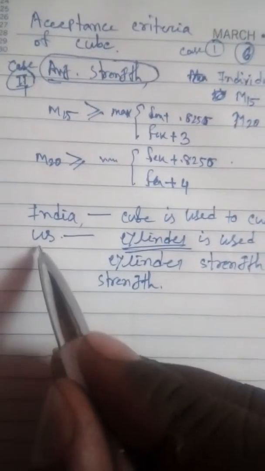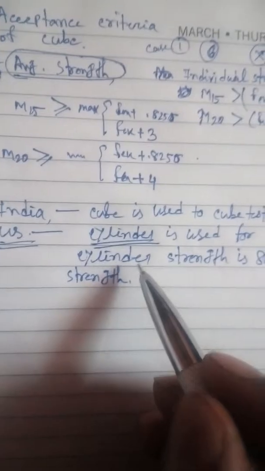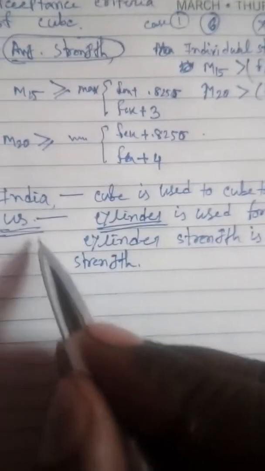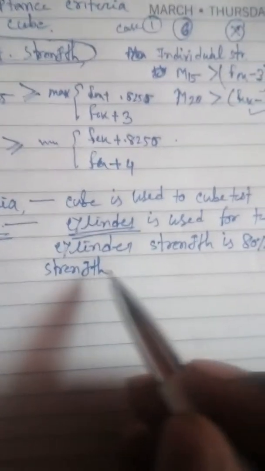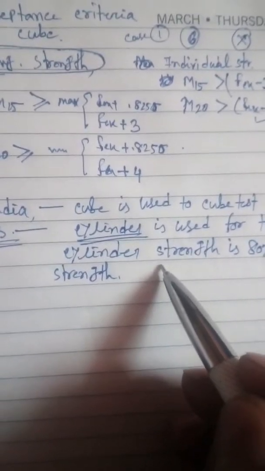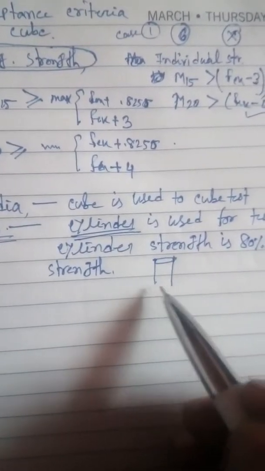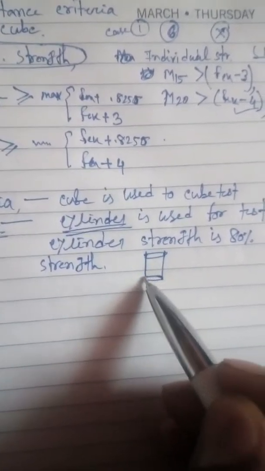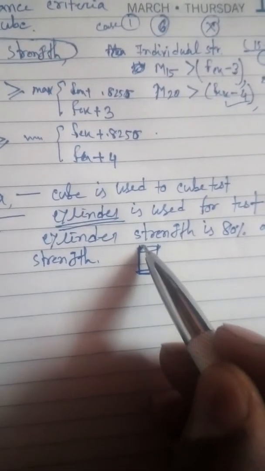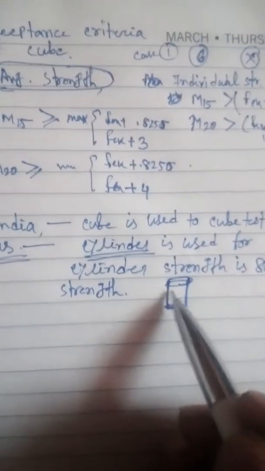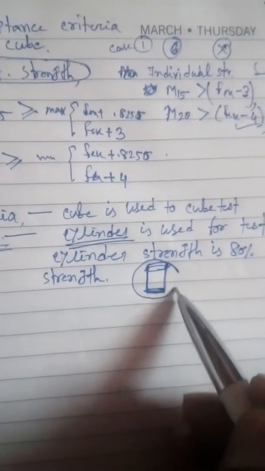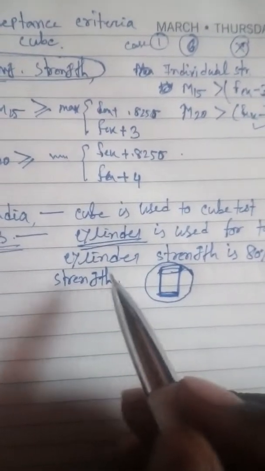That means the cylinder strength is less due to the slenderness ratio of the cylinder. In case of a cylinder, the slenderness ratio is more as compared to that of the cube. That's why in case of a cylinder the compressive strength will be less.